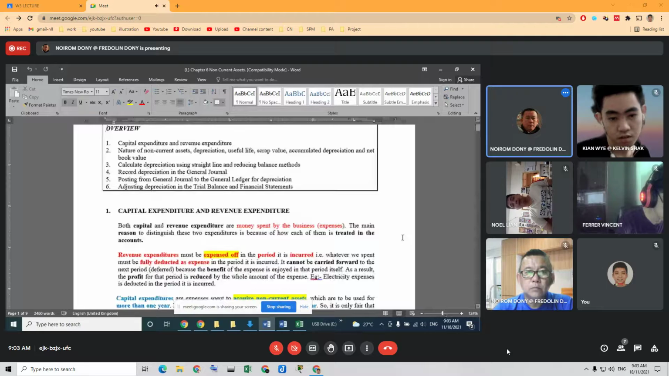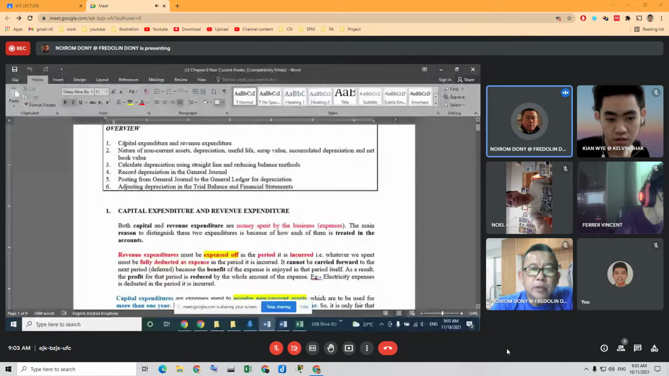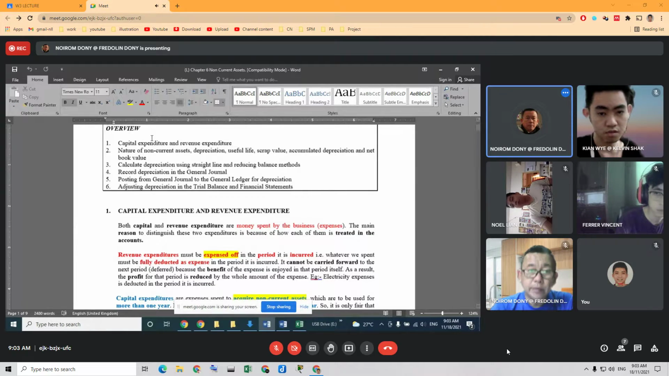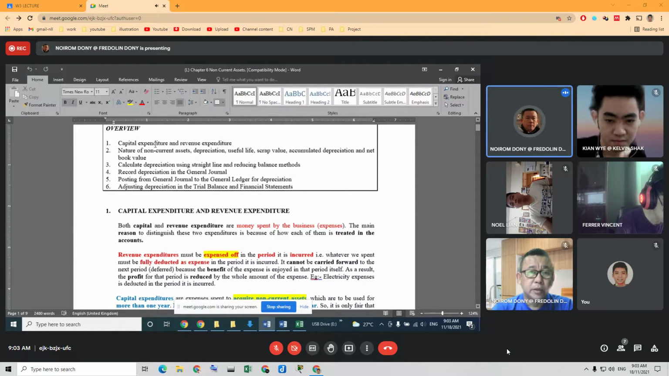Okay, can you see? All right. So in this chapter, remember, non-current asset is referring to the first type of asset. In this topic, you should know how to differentiate between capital expenditure and revenue expenditure. Expenditure means spending, expenses, same meaning. One is treated as capital expenditure and one is revenue expenditure.